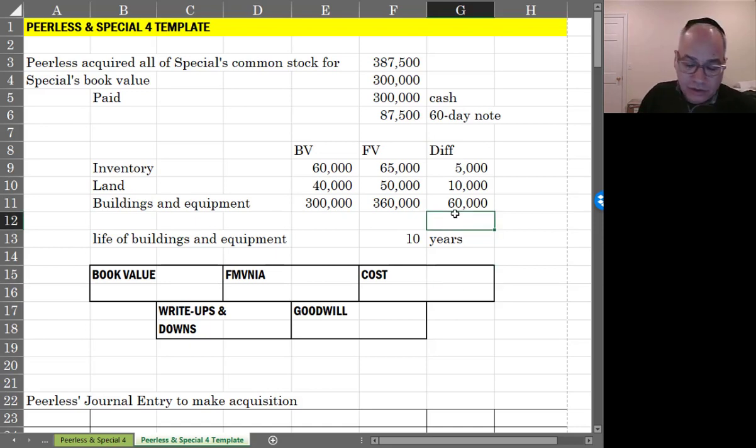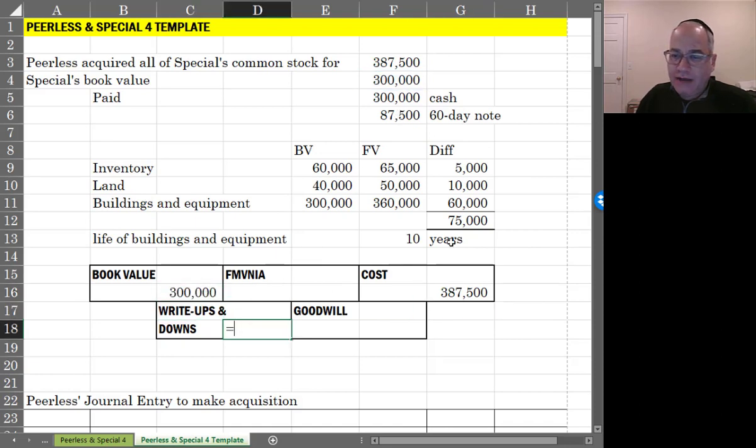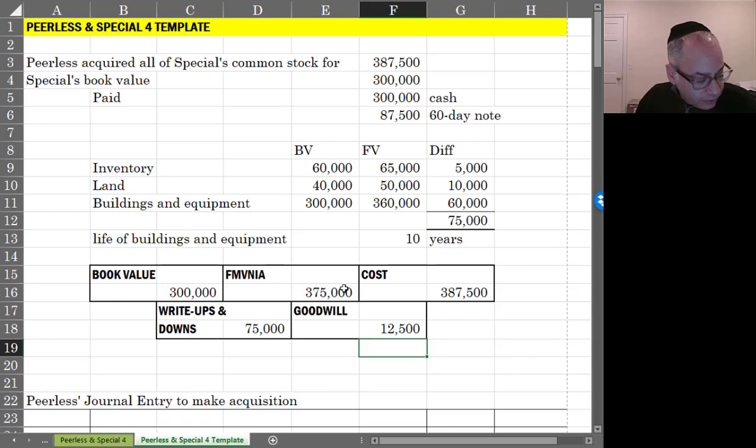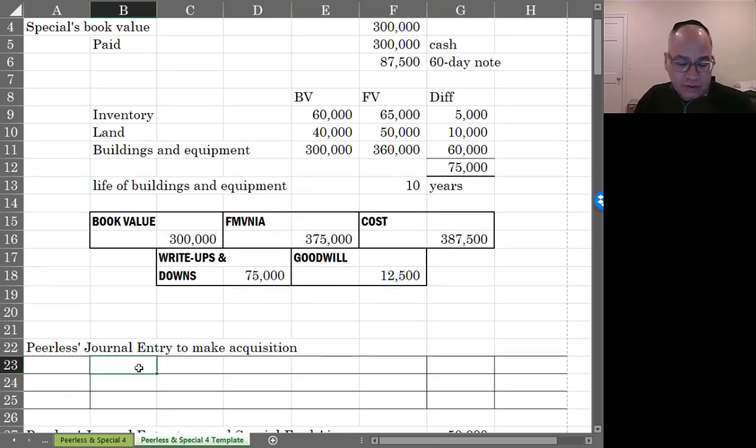So the total differential is $75,000. Cost of the acquisition is $387,500. The book value is $300,000. I've got write-ups of $75,000. The fair market value of the net identifiable assets must be $375,000. That'd be $300,000 plus the $75,000 in write-ups. So then you would have goodwill of $12,500. So I really have four items in the differential: inventory, land, buildings and equipment, and goodwill. Don't forget the goodwill. To make the acquisition, Peerless is going to record the following.